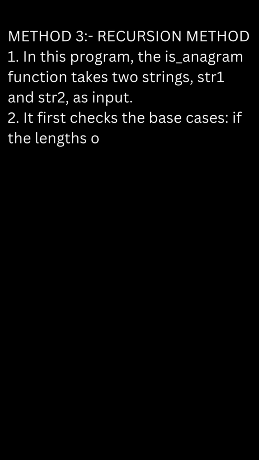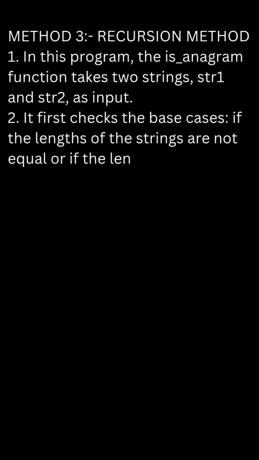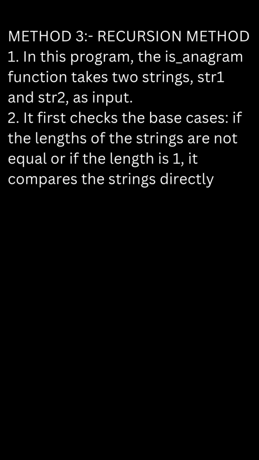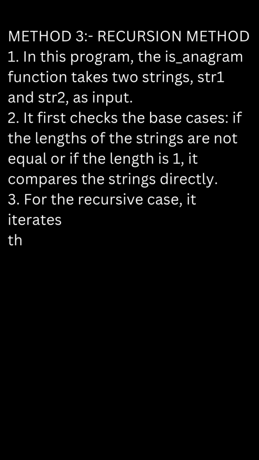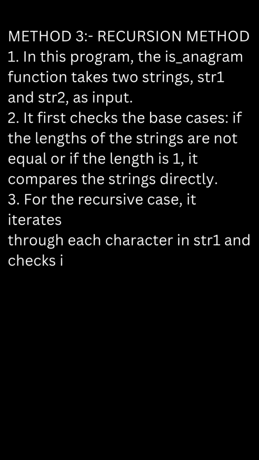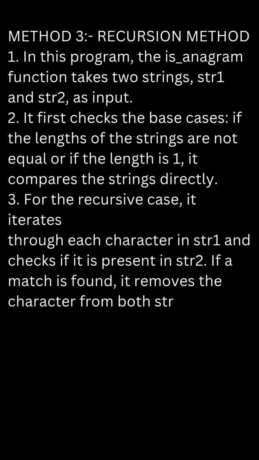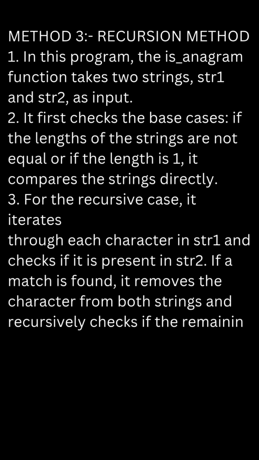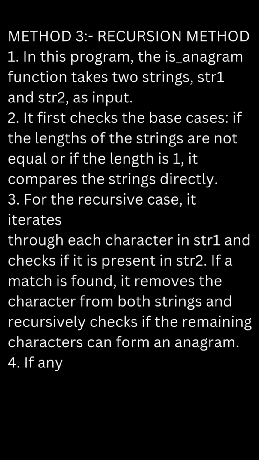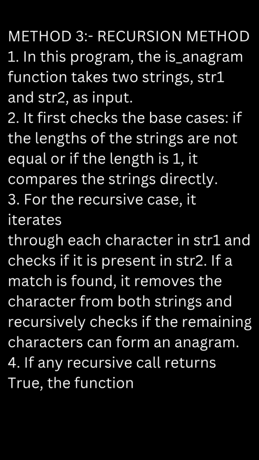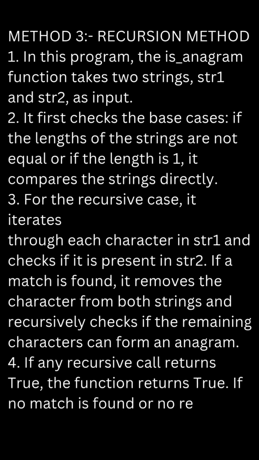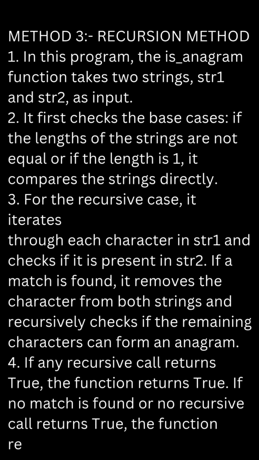In this program, the isAnagram function takes two strings, str1 and str2, as input. It first checks the base cases: if the lengths of the strings are not equal, or if the length is 1, it compares the strings directly. For the recursive case, it iterates through each character in str1 and checks if it is present in str2. If a match is found, it removes the character from both strings and recursively checks if the remaining characters can form an anagram. If any recursive call returns true, the function returns true. If no match is found or no recursive call returns true, the function returns false.